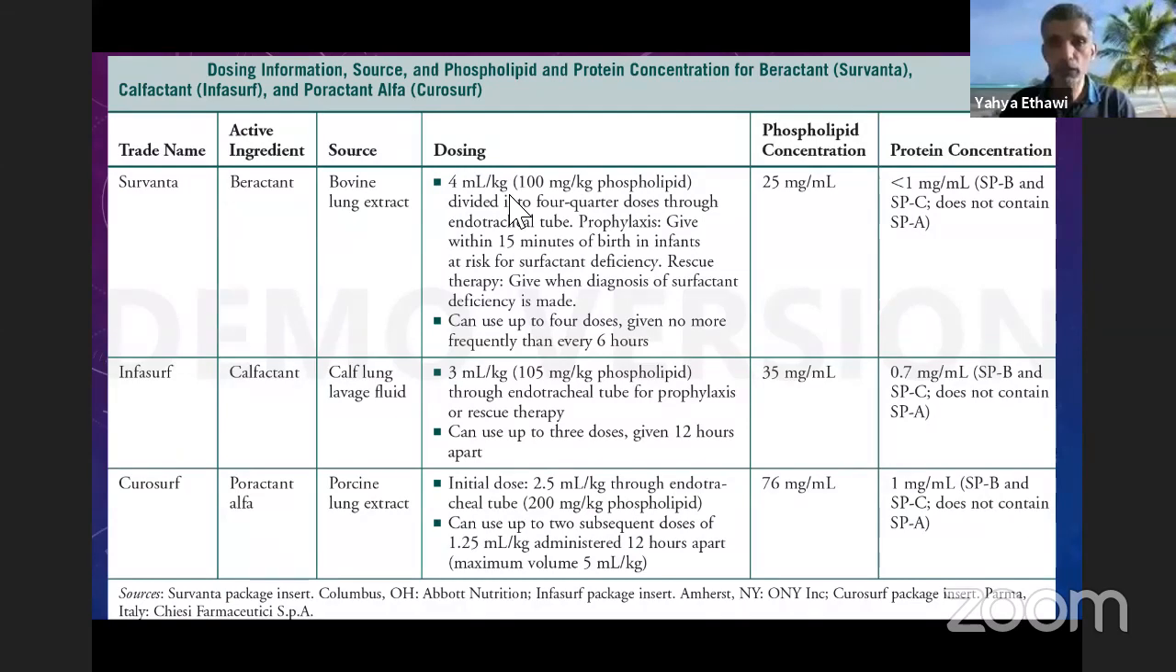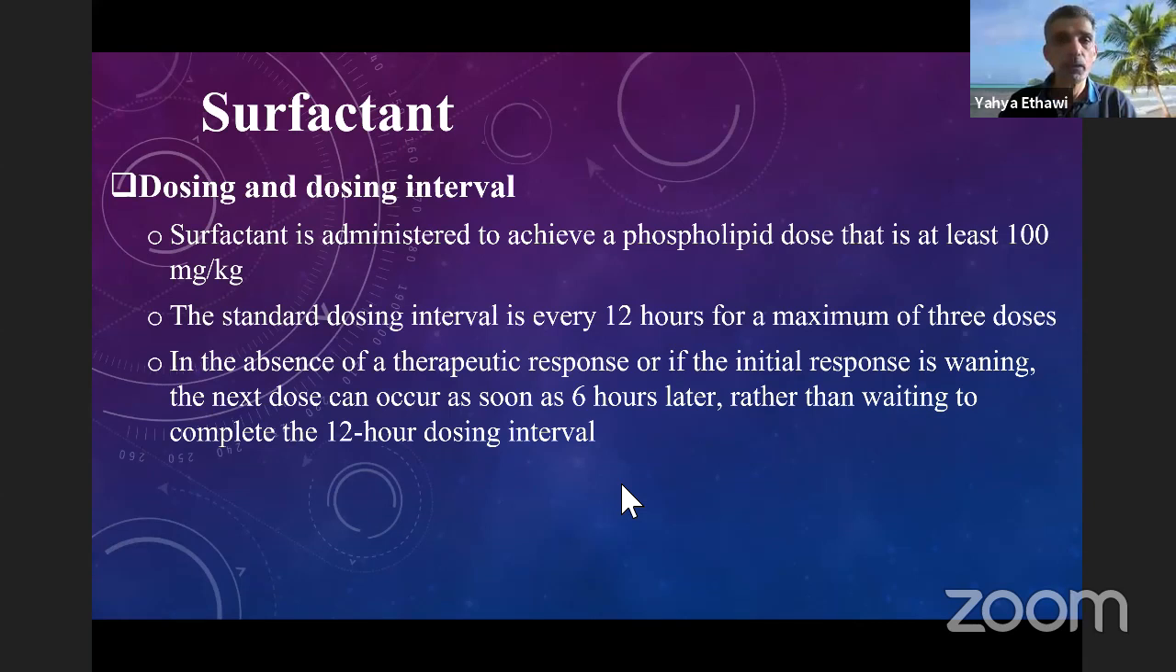So basically you're giving around 100 milligram. Apart from Curosurf, because it's a small volume and taken from porcine, they give 200. But nobody is giving 200. All the practice is to give 100. But that's the company nomogram. How do we give it? Usually the dose is 100 milligram per kg.